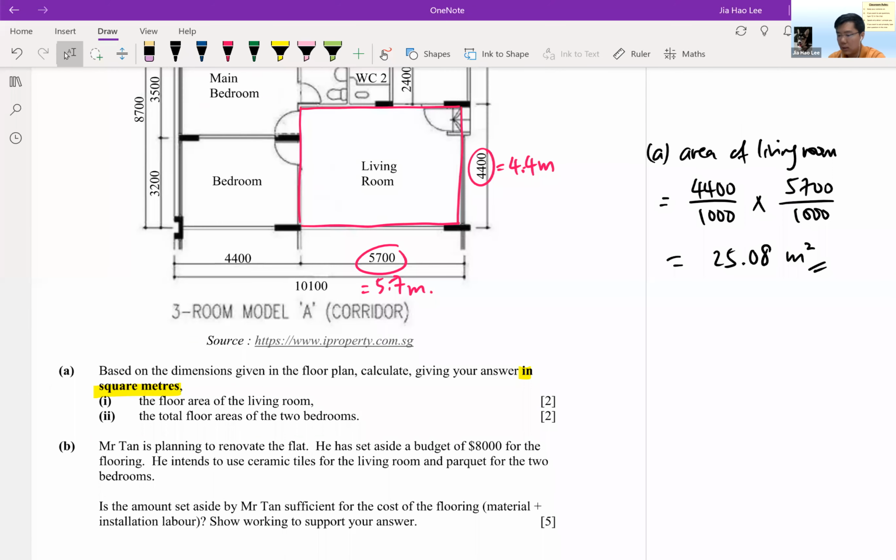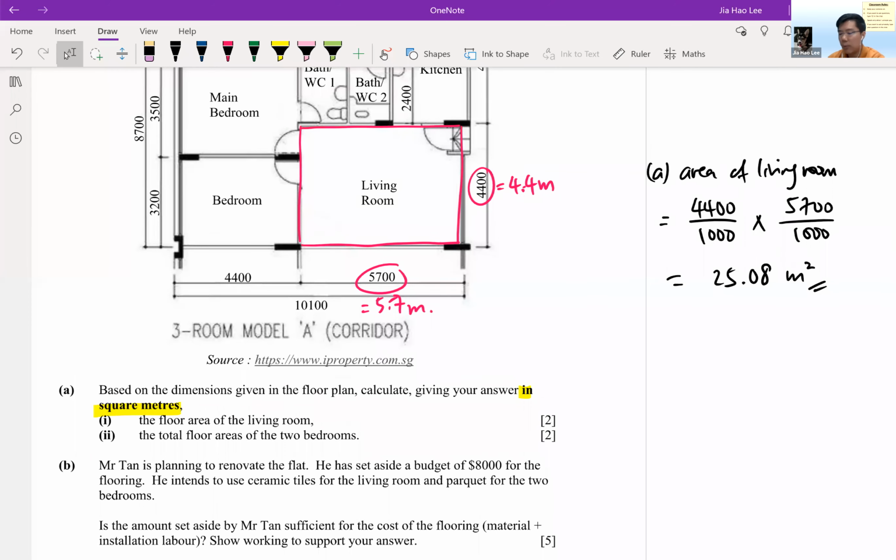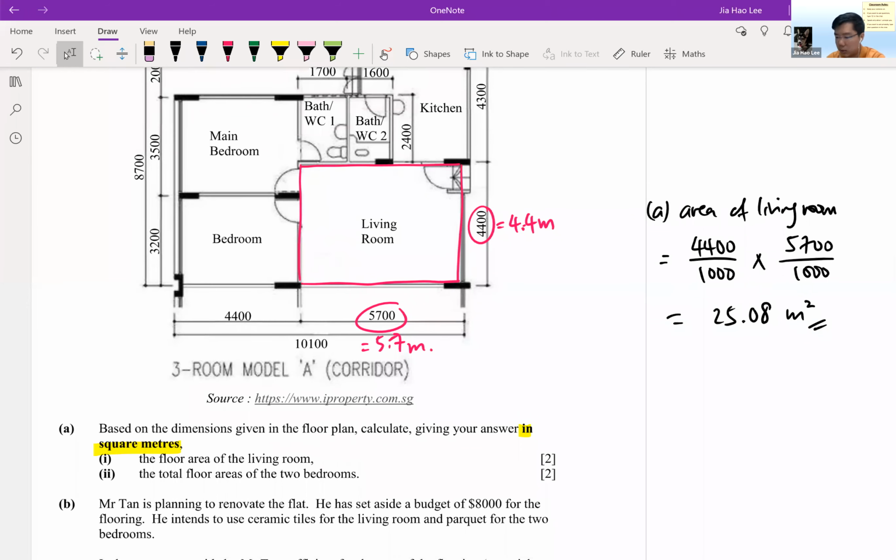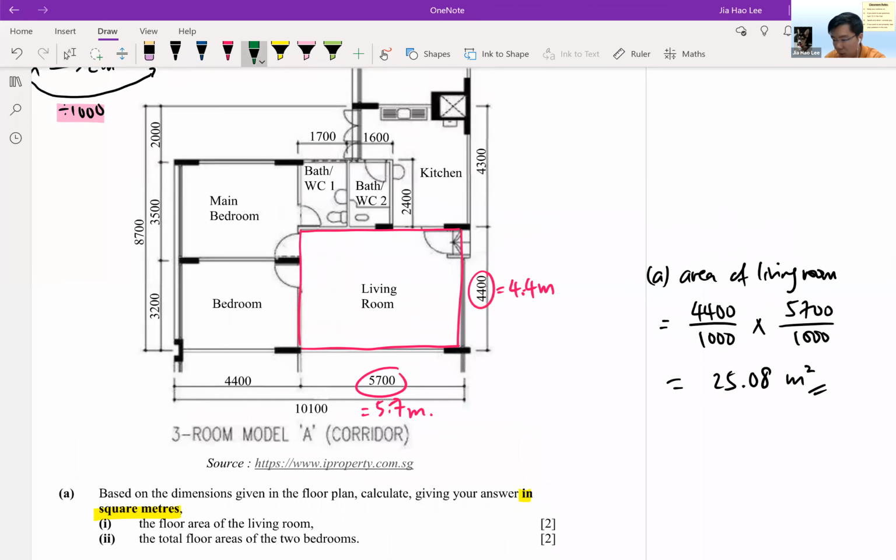A part 2, I want to find the total floor area of the 2 bedrooms. Let's just use a different color for that. There's one bedroom here. That's the main bedroom. And then there's another one below. That's just a normal bedroom. In case you don't know, a 3-room flat means 2 bedrooms plus 1 living room. So that's what it means to have a 3-room flat.